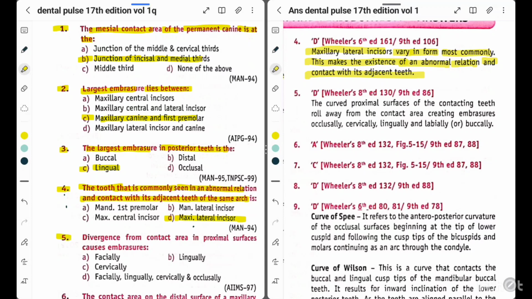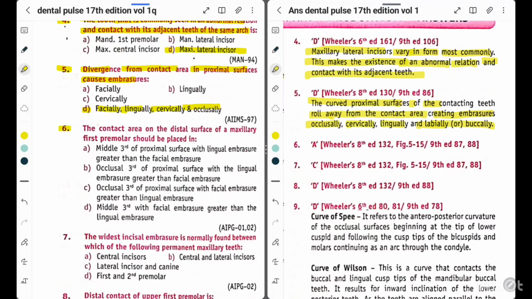Now question 5. Divergence from contact area in proximal surfaces causes embrasures. Options are: A, facially; option B, lingually; option C, cervically; option D, facially, lingually, cervically and occlusally. So its answer is option D, facially, lingually, cervically and occlusally. So the curved proximal surfaces of the contacting teeth roll away from the contact area, creating embrasures occlusally, cervically, lingually and labially or buccally.